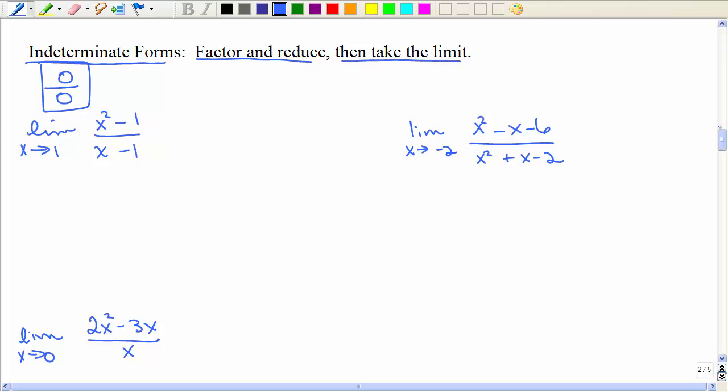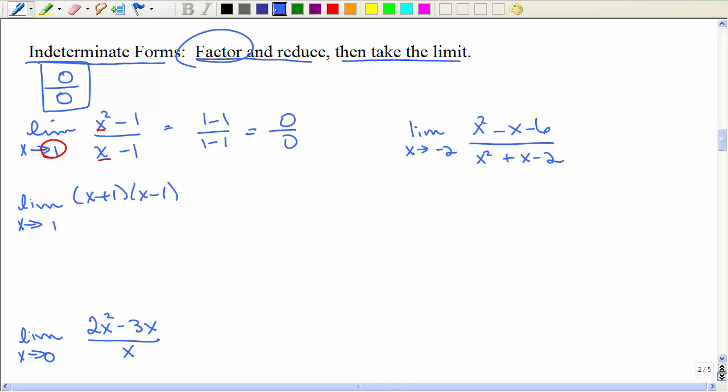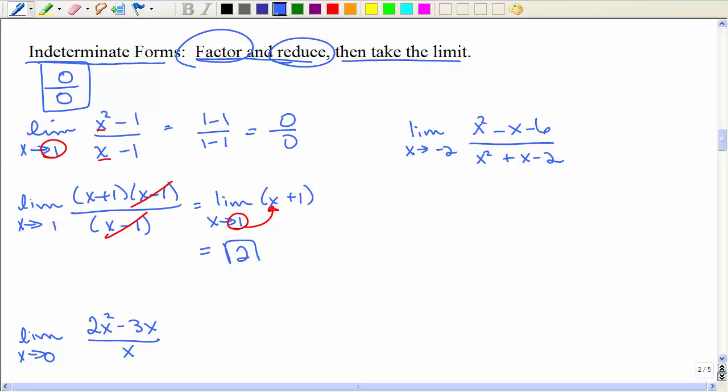So let's see, on this problem, if I were to just plug in 1, which is what I would do first, see what happens. I get 1 minus 1 over 1 minus 1. Oops, that's 0 over 0, and we don't know what 0 over 0 equals, so it means go try again. So I'm going to factor, so that's the difference of 2 squares. Then I'm going to reduce. And then I'm going to take the limit by plugging in my value for x, and I get 2.